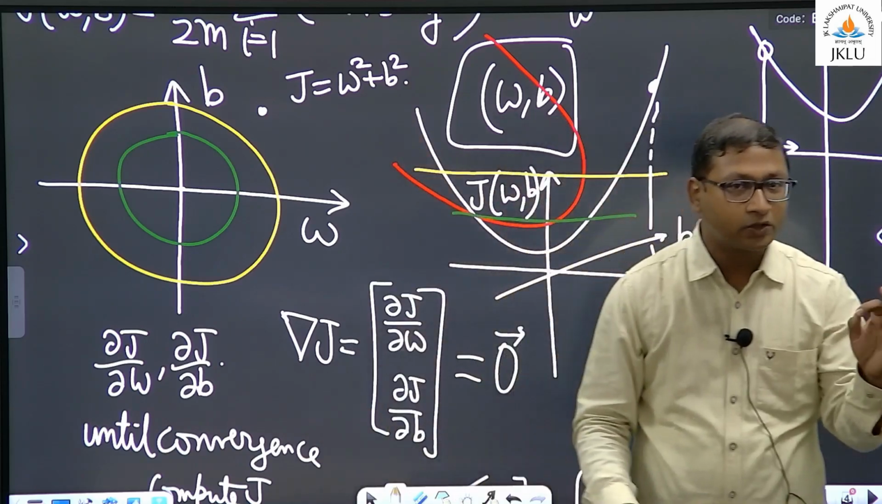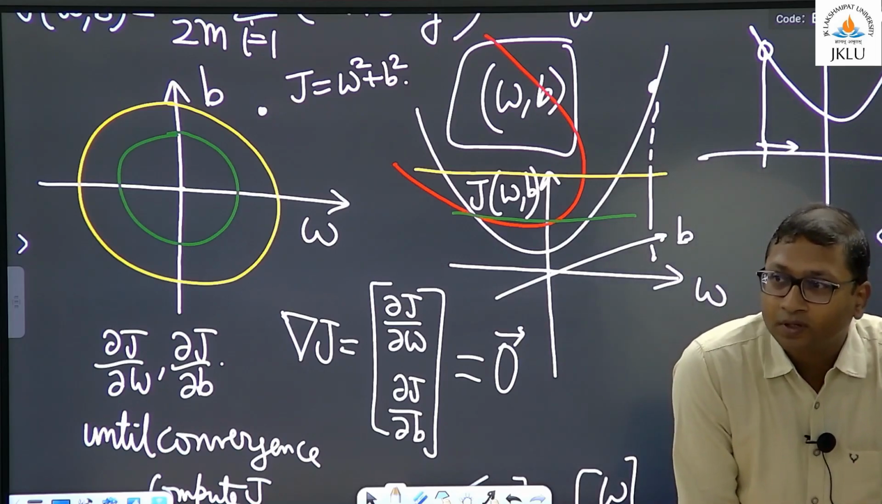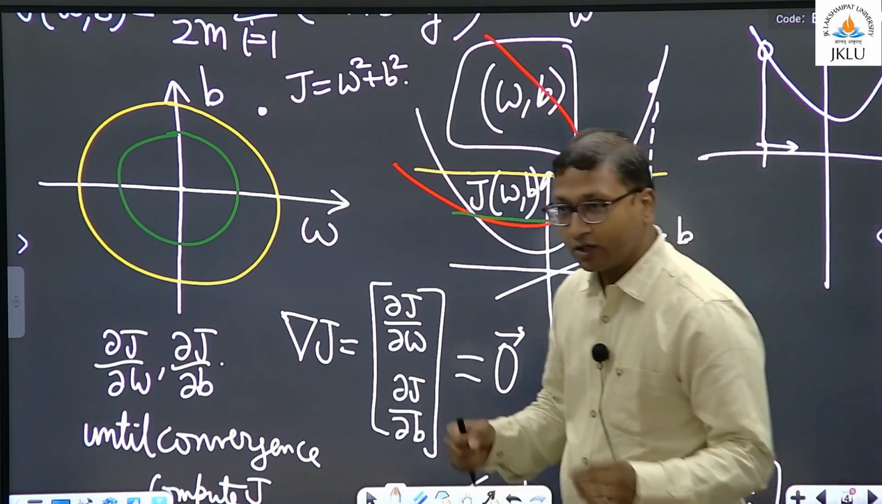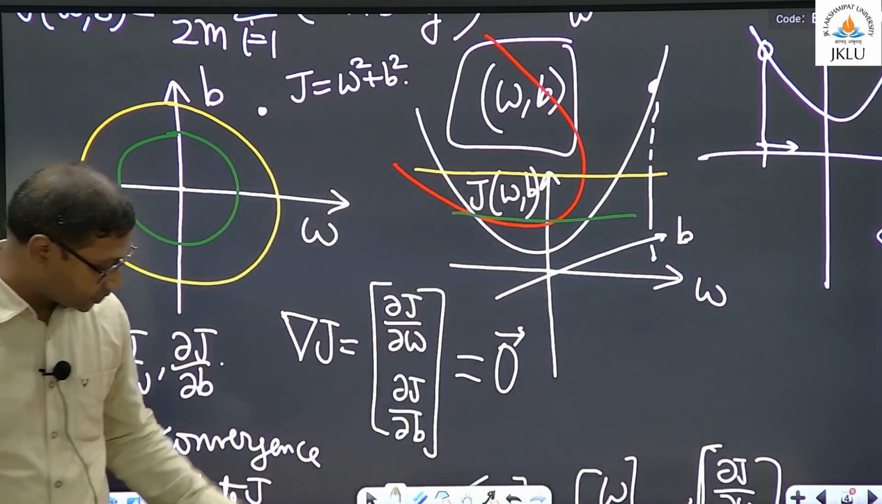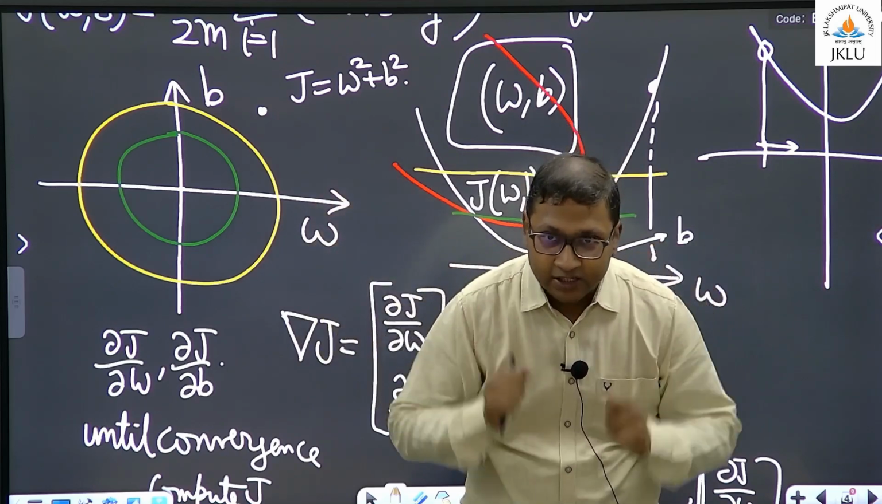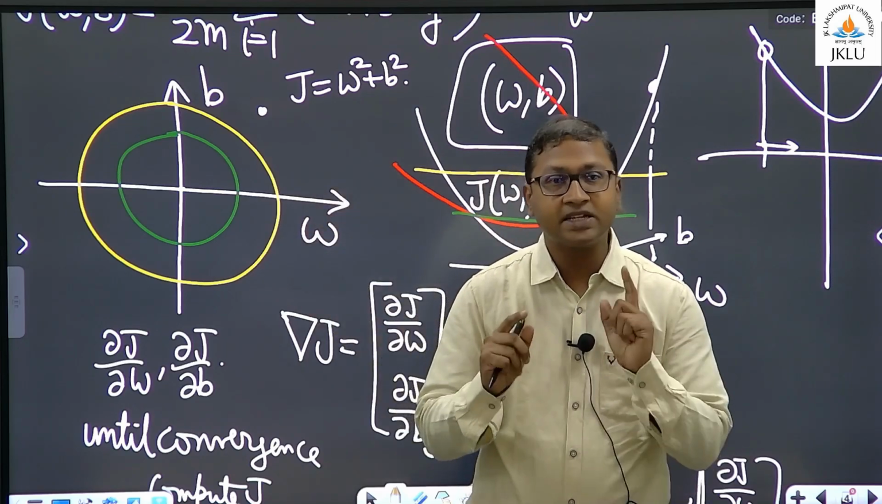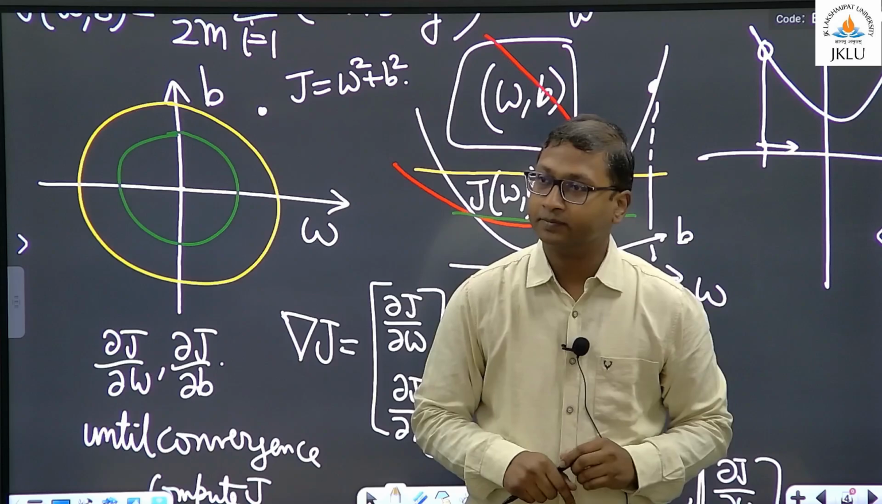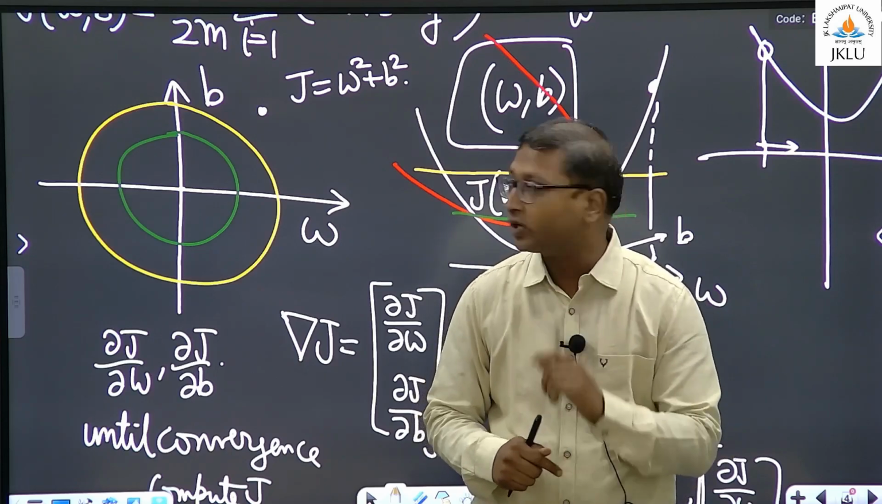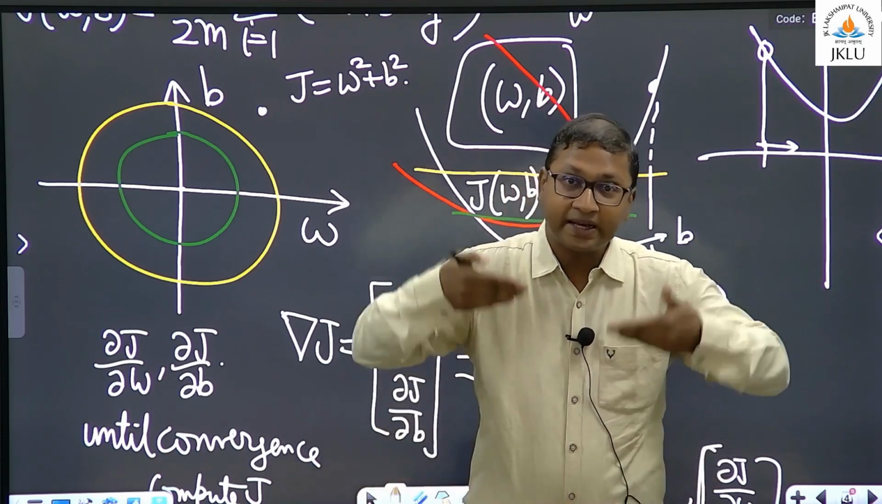When W is equal to 0, B equal to 0, what is the value of J? 0, right? So I am here right now. Assume this is my 0, 0 where I am standing. At this particular place, the value of my J is 0. Let's say I move to 1, 1. If I move to 1, 1, what is my value of J? 2. So my height has increased to 2.